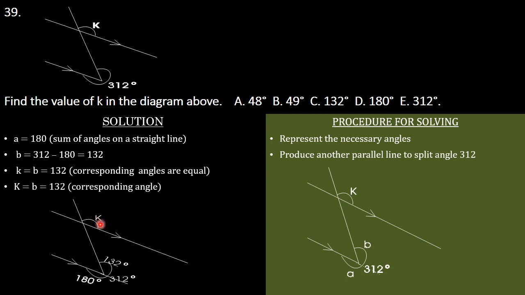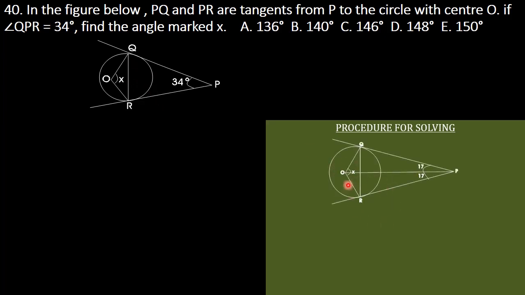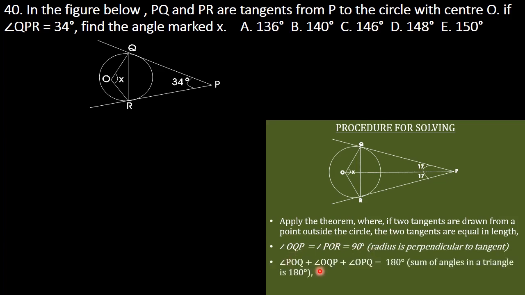Question 40. In the figure below, PQ and PR are tangents from P to the circle with center O. If angle QPR is equals to 34 degree, find the angle marked S. Here's a diagram. Let's check the procedure for solving this. The first step here is to apply the theorem, where if two tangents are drawn from a point outside the circle, the two tangents are equal in length. Angle OQP is equals to angle ORP is equals to 90 degree, that is, radius is perpendicular to tangents. Angle POQ plus angle OQP plus angle OPQ is equals to 180 degree, that is, sum of angles in the triangle is 180 degree. X is equals to 2 multiplied by angle POQ.